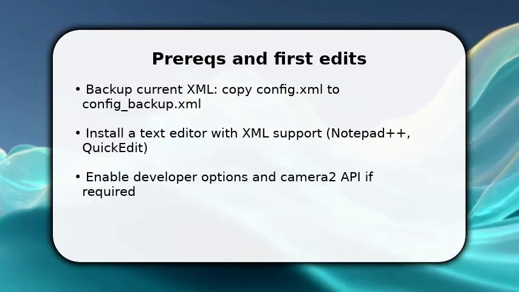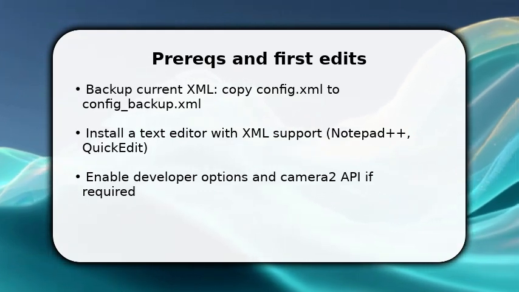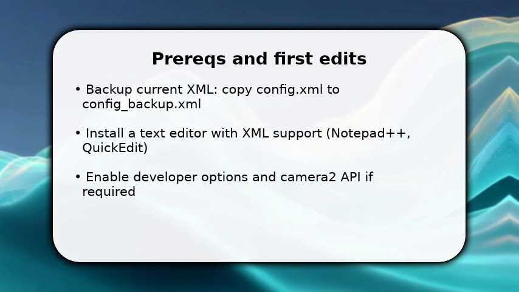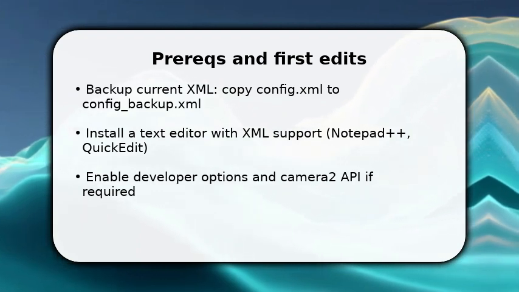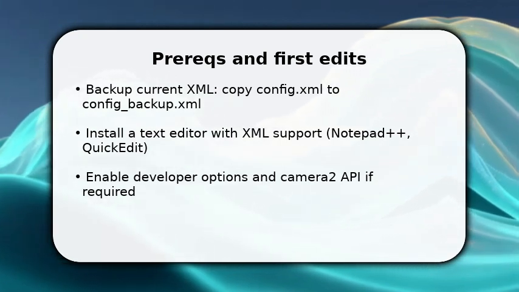You begin by preparing the environment. Back up the existing XML now so you can revert. Open the XML in a proper editor that preserves encoding. Once done, locate the root camera parameters block and scan for profiles. This is where modes and sensors map.